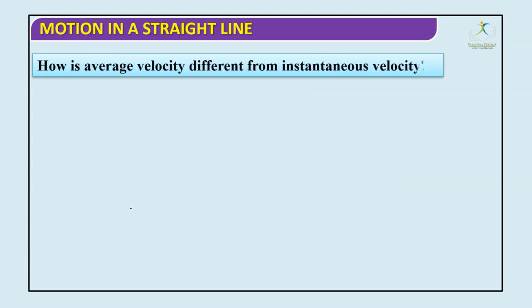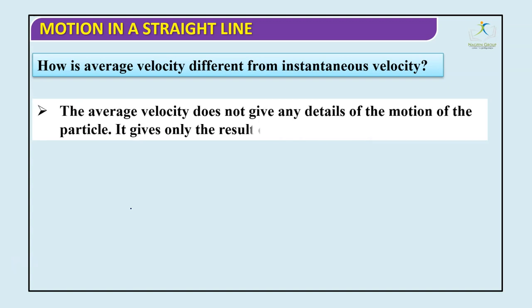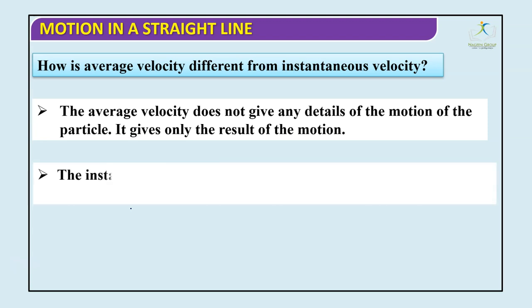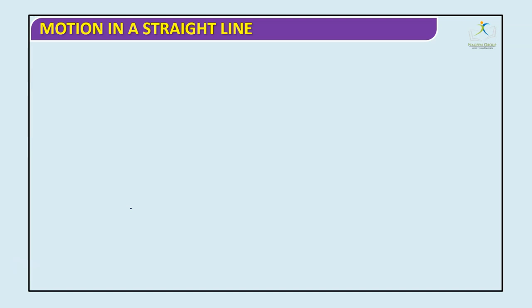So how is average velocity different from the instantaneous velocity? The answer is simple, because the average velocity does not give any detail about the motion of the particle. It gives only the result of the motion. But instantaneous velocity defines how fast the particle moves at a particular instant of time. So we get more information in the instantaneous speed.